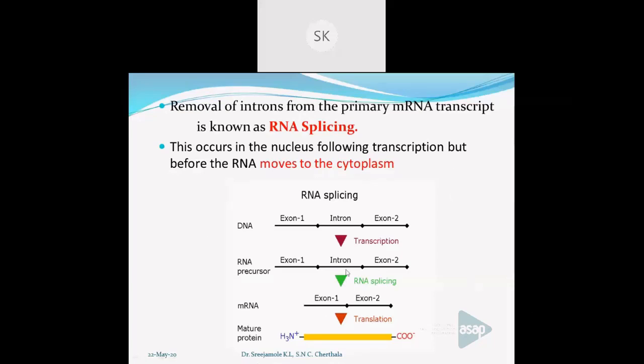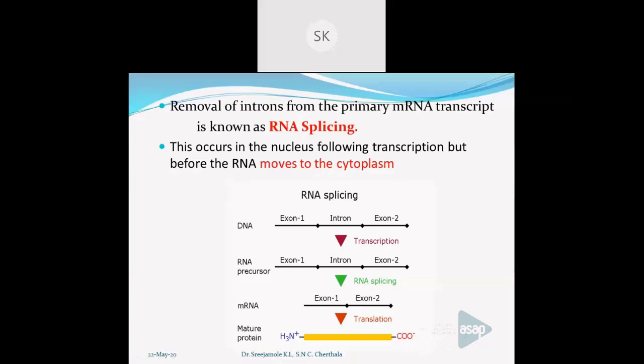So this is the exon here. This is the pre-mRNA having exon 1 and exon 2 intervened by an intron. So this intron must be removed. After transcription, it forms the pre-mRNA having exon 1 and exon 2 intervened by the intron. During RNA splicing, this intron will be removed and these two exons will be rejoined together to form the functional or mature RNA. So this is what happens during RNA splicing.